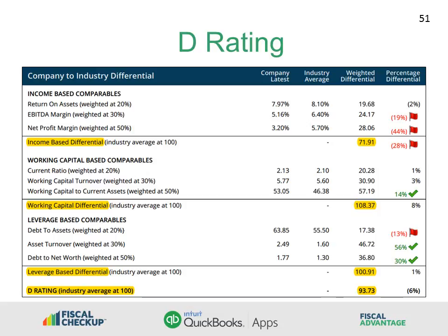these 9 key ratios. If it's below 100, then the company is not up to industry standards for the averages of these 9 ratios. Fiscal Checkup takes 54 industry ratios and simplifies the industry comparison to this one overall number.